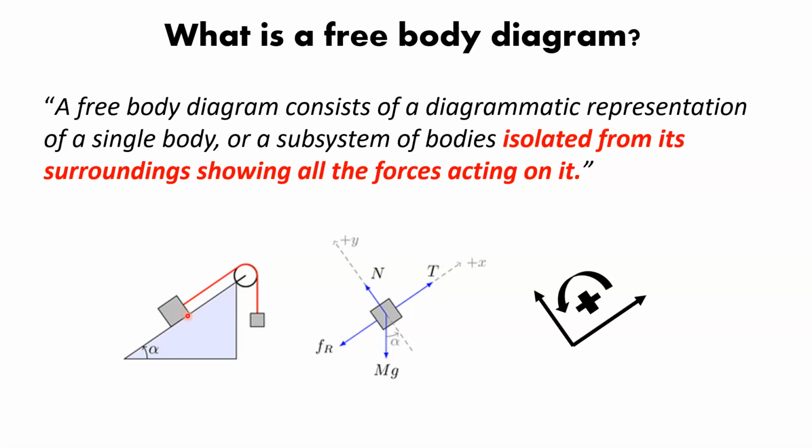So the free body diagram, if we go by the definition, has isolated this body from all of its surroundings. We've represented the forces in terms of the tension on the rope, the normal reaction force against the inclined plane, the weight of the crate or the body, and the frictional force pulling the other way. So we see it's isolated from its surroundings, and we are showing the forces acting on it.